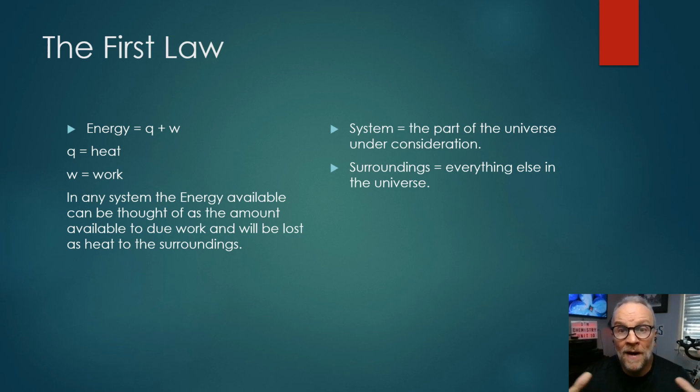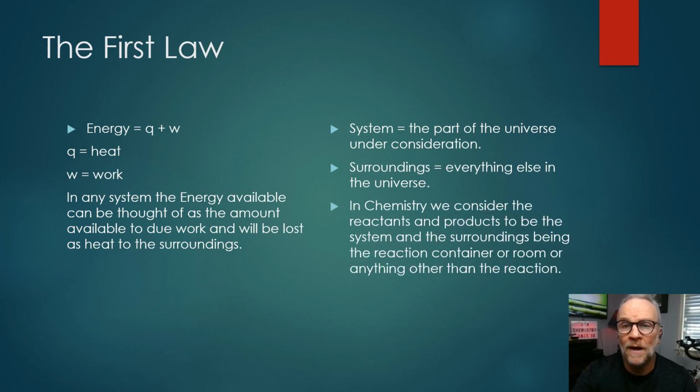And then the surroundings would have been the hood of the car, right? And that's where all the heat is lost to. Burning fossil fuels is a highly exothermic reaction, which means it gives off lots and lots of heat. You have certain systems that absorb heat, and we call those endothermic reactions. So in chemistry, we consider the reactants and products to be the system, and the surroundings being the reaction container or the room or anything other than the reaction itself.